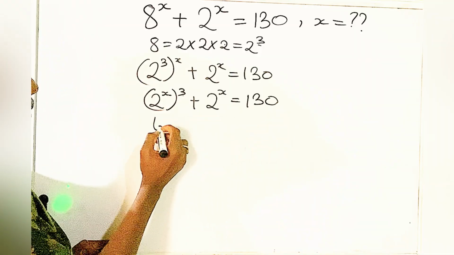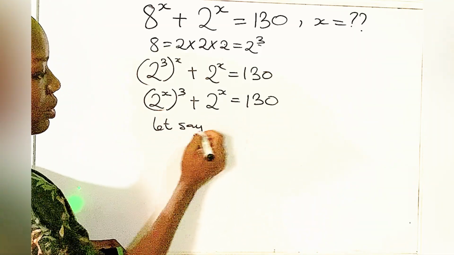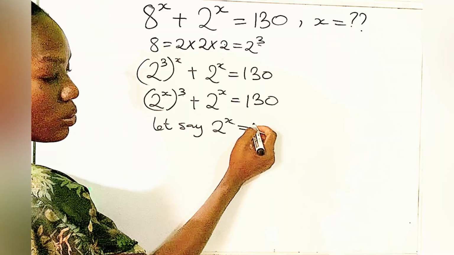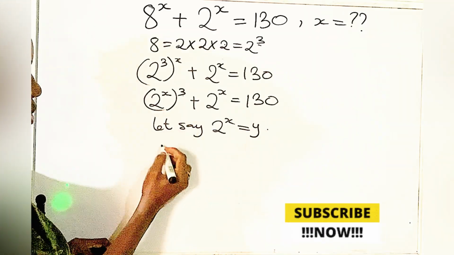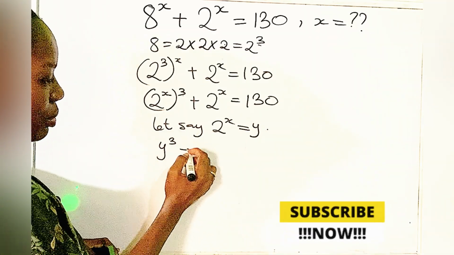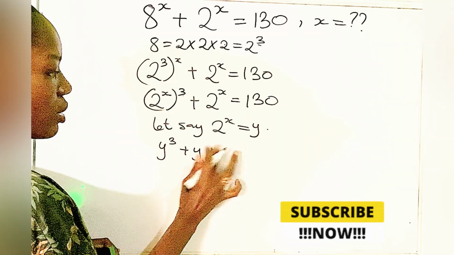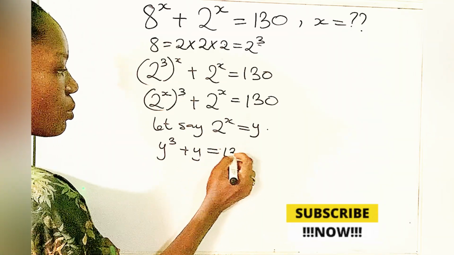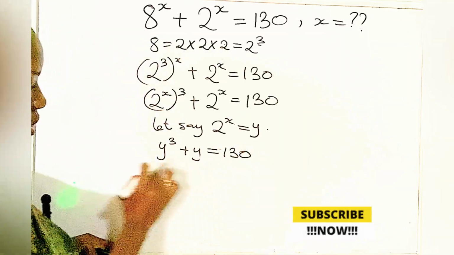Now, let's say that 2 to the power of x is equal to y. That means you have y to the power of 3 plus y is equal to 130. Okay, this is y cubed.